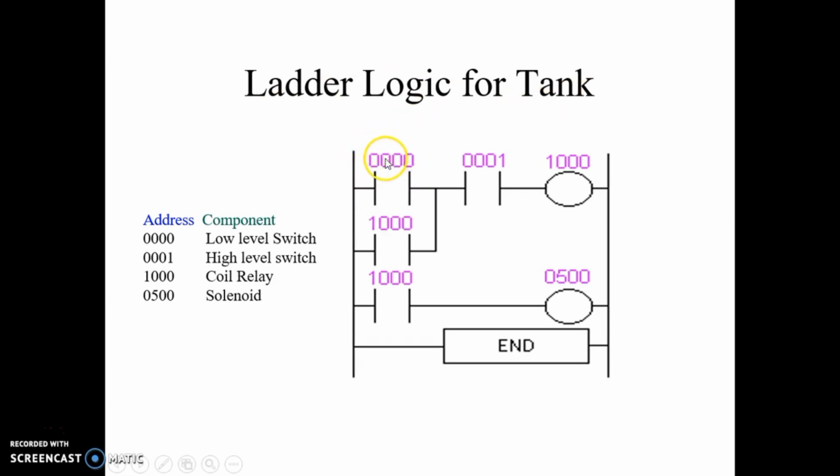These are the addresses. The syntax of the addresses differs from manufacturer to manufacturer, so kindly use the user's manual and then give an address to a particular component. So here 0000 is for the low level switch, 0001 for the high level switch, 1000 for the coil relay, and 0500 for the solenoid to deliver the water.